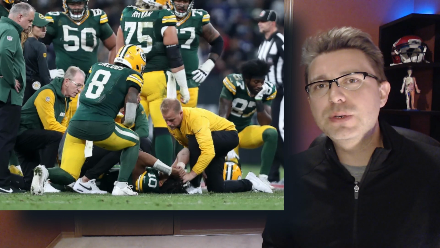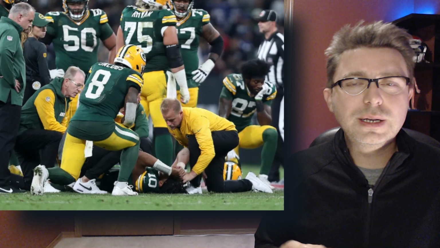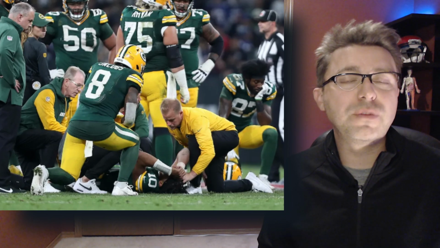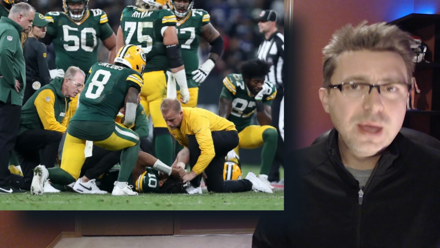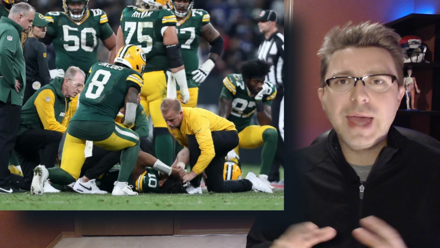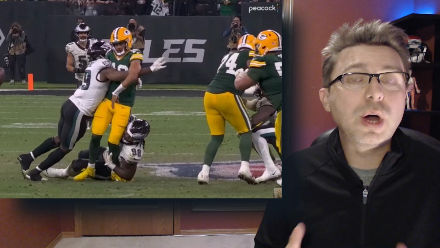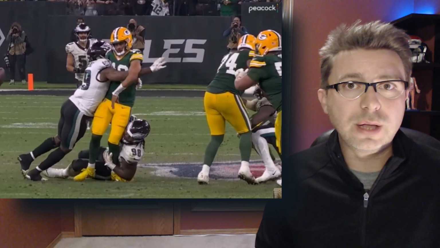Now, tonight's game between the Packers and the Eagles resulted in an injury to Packers quarterback Jordan Love. We don't have much information from the media release as of now, but we'll take a look at the replay and come up with some differential diagnoses as to possibly what could have happened to Jordan Love's left leg.